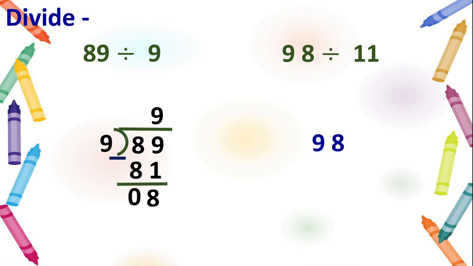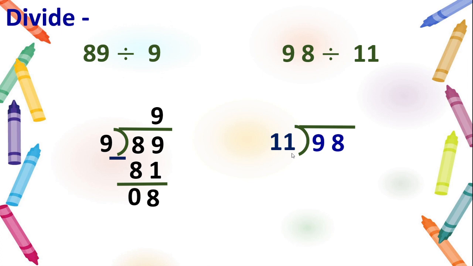Next sum, 98 divided by 11. You know how to write and where to write the numbers, isn't it? Okay. Now we have to recite the 11 times table. 11 9s are 99. Can we take this? 11 9s are 99? No. Because we can't give away 99 rupees out of 98 rupees. Right? We can't take away any material or any articles, that is 99 articles out of 98. So we have to take a smaller one.